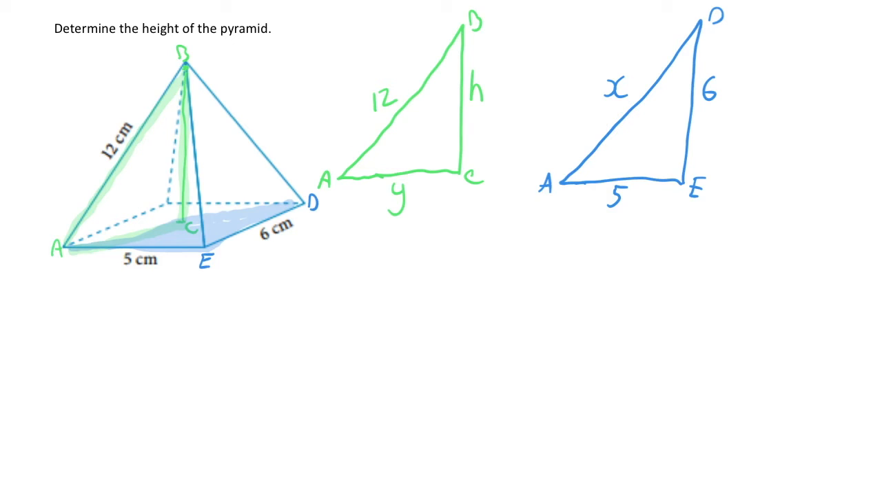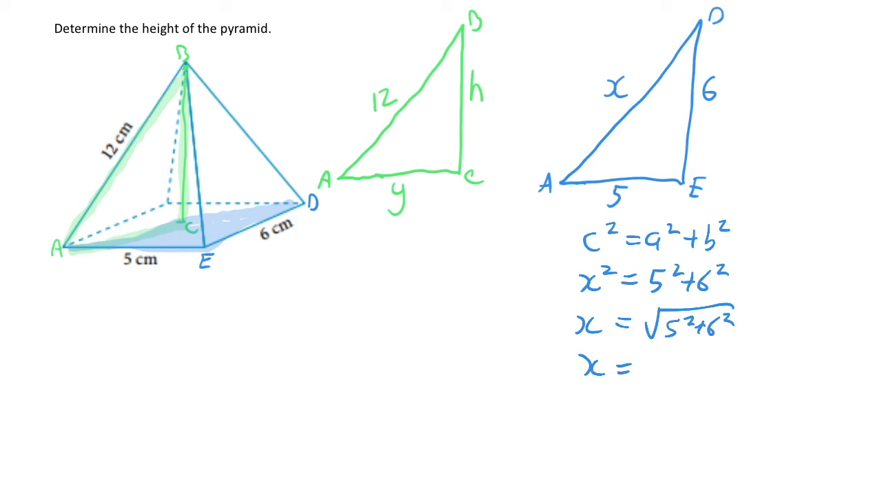So using Pythagoras, c squared equals a squared plus b squared, I can go ahead and determine my X value. So substituting in, x squared is equal to 5 squared plus 6 squared. So x will equal the square root of 5 squared plus 6 squared. So x is going to equal 7.81.